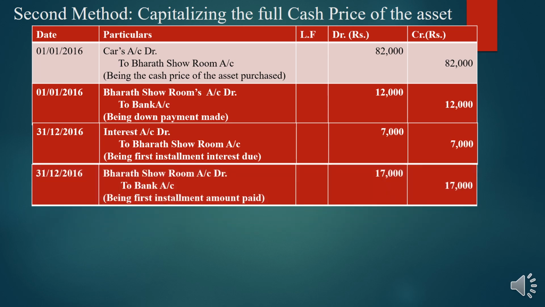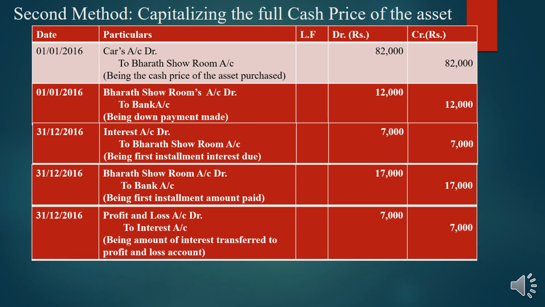Then to show the installment paid, you do it similar to the previous method: Bharat showroom account debit to bank account. Then the interest amount is transferred to profit and loss account. Okay, now we'll move on to the next one. Again, the last journal entry is similar to the journal entry we had passed in the previous method.